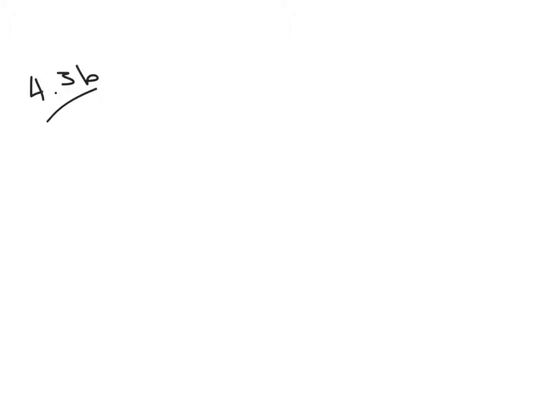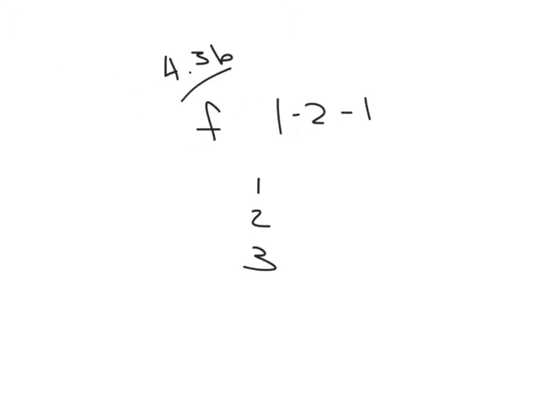So here we are, back to 4.3b, one-to-one functions, and it says, the first sentence, in general, we can show that a function has an inverse if it is a one-to-one function. So we're going to define a one-to-one function as a function f. That's just what we're going to call it. Our function f is one-to-one if each output of the function corresponds to exactly one input.